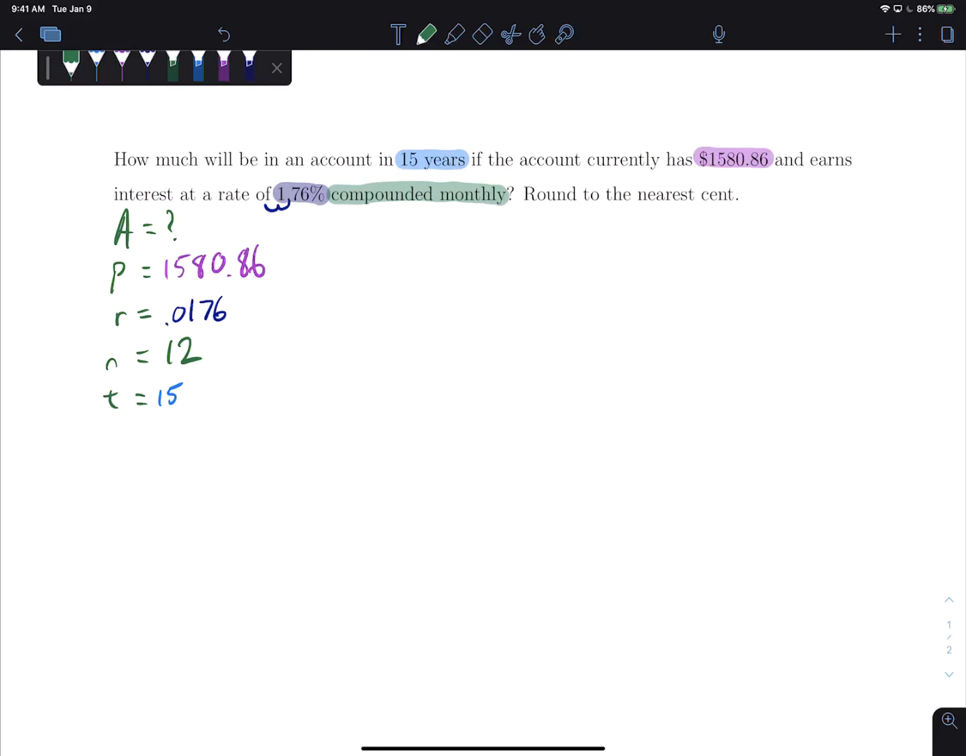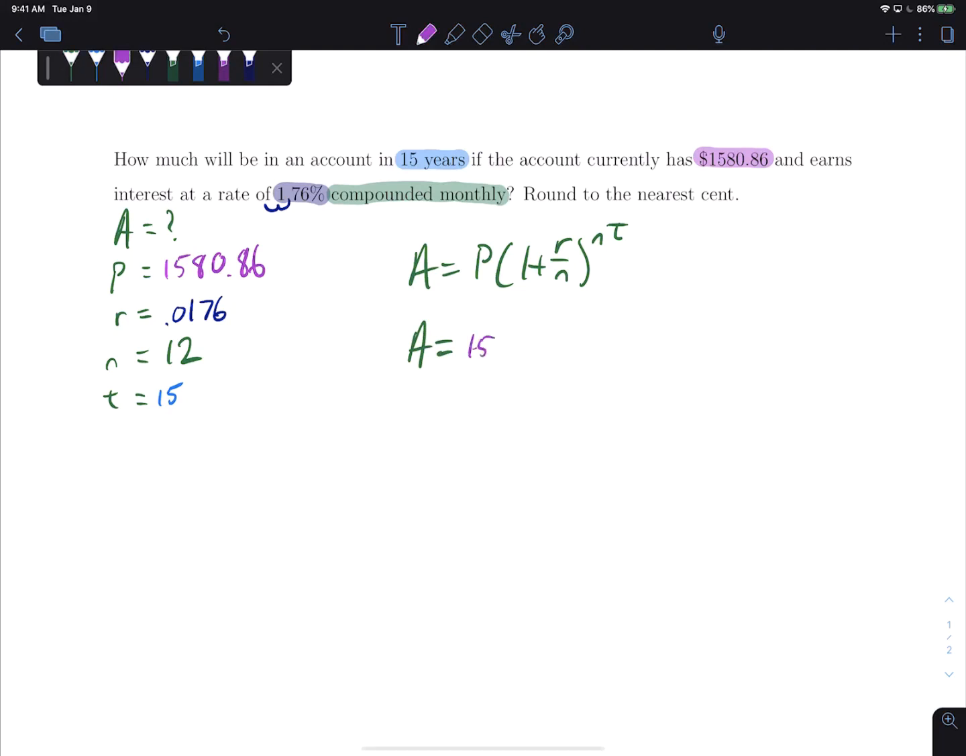Okay, so at this point we need to just remember the formula. A equals P times 1 plus R over N to the N times T. Now this is actually an exponential function in terms of time, and it isn't in terms of other things. So it really depends on what we're looking for. So here A is what we want to find. So in the formula, I'm just going to leave A as A. Then I'm going to plug in our values.